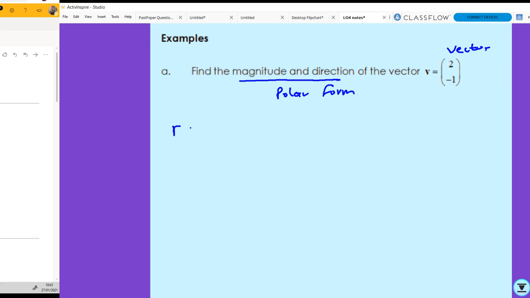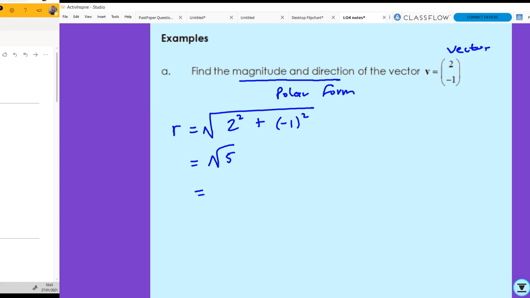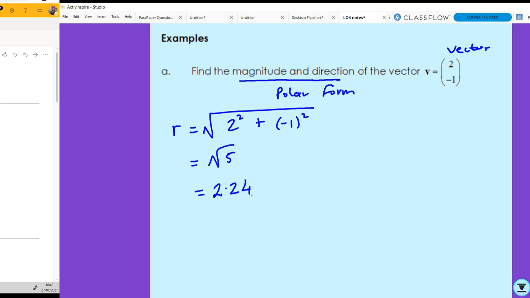To find the radius, what do we do? We take the square root of the x component squared, add the y component squared, be careful that the y number being a negative should be in brackets. So that's the square root of 2 squared, 4, plus negative 1 squared, which is 1, so it's the square root of 5. And if we round that to 2 decimal places, we'll get 2.24. So that's the length of our line. But we still need the direction.